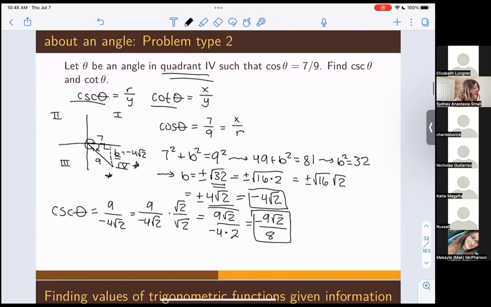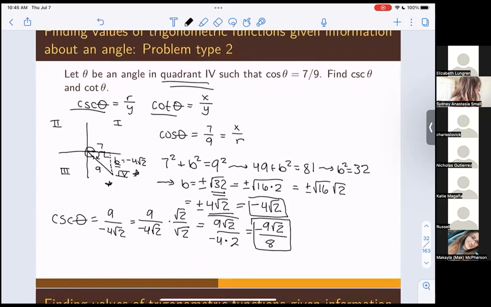Okay. So now we just want to find the cotangent, which is a really similar process. Using our formula, cotangent of theta is x over y. So it is 7 over negative 4 root 2. Again, this is technically correct, but we don't like that nasty root 2 in the denominator. So I am going to multiply this expression by the fancy 1 of root 2 over 2 to get rid of that root 2 in the denominator.